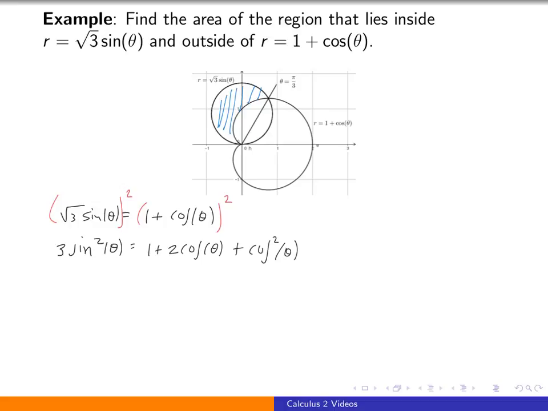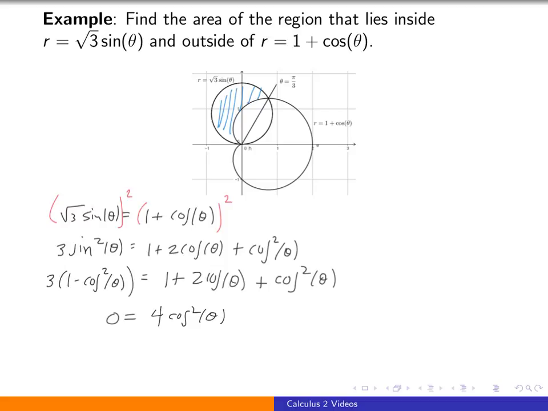And we can get this expressed solely in terms of cosines if we rewrite the sine squared in terms of its Pythagorean identity. So sine squared is 1 minus cosine squared. And now we should be able to rather efficiently solve for theta. If we bring all of the terms to the right-hand side, we'll have 0 is equal to 4 cosine squared of theta plus 2 cosine theta, and then 1 minus 3 is minus 2.